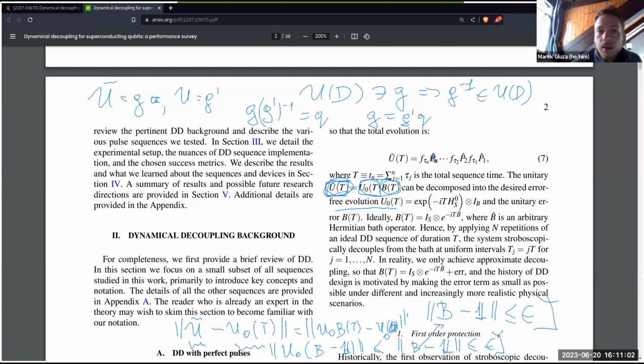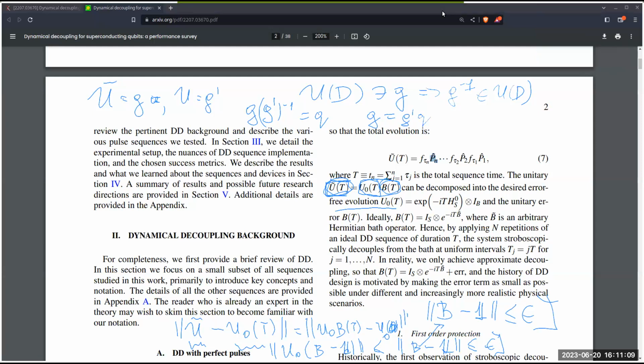Okay. So anybody want to say, you can unmute yourself or put in the chat. Do we need to correct this B part? Because it's only acting on the pulse, right?